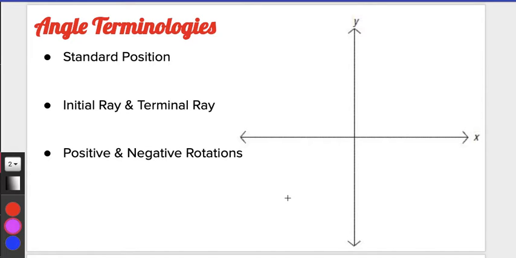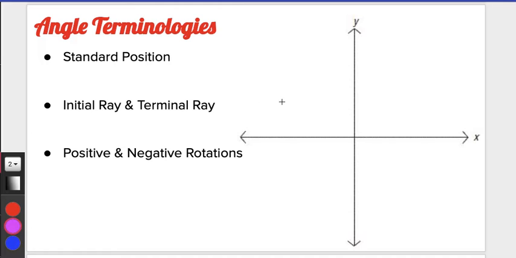And just to let you know, we have two other very important terminologies, called coterminal angles and reference angles. Those two terminologies will be introduced in two other videos, so please make sure you check all the videos to help you better understand the angles we are going to talk about in this unit.